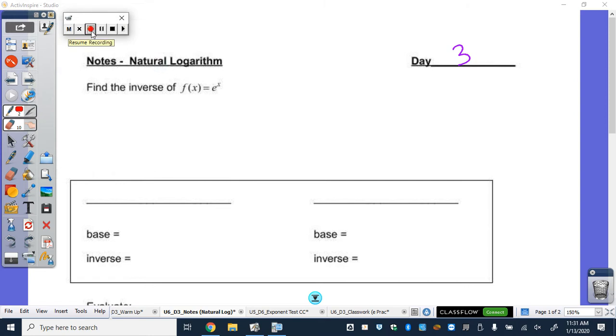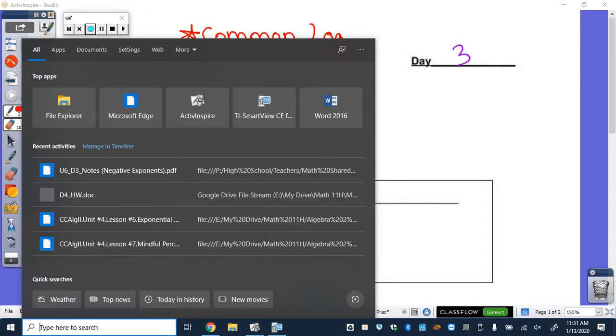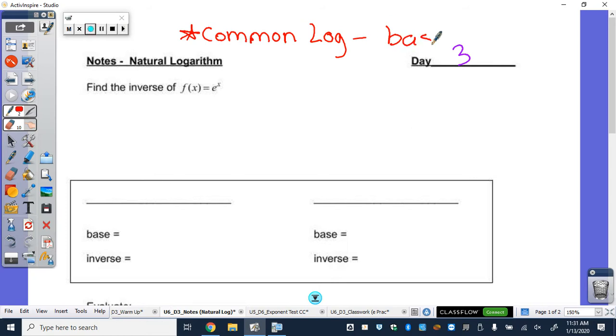So today we're going to move into the natural logarithm. First thing I want to review quickly, common log. Do you remember what base always goes with the common log? 10. So common log is base 10. Remember that means if you just have, for example, the word log, no base number written, it's always going to be a 10. That is our common log.